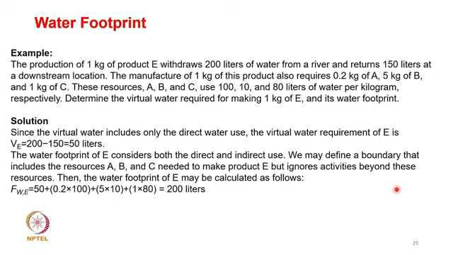So, how do we compute a water footprint? Let us look at an example. The production of 1 kilogram of product E withdraws 200 liters of water from a river and returns 150 liters at a downstream location. The manufacture of 1 kilogram of the product also requires 0.2 kilogram of A, 5 kilogram of B and 1 kilogram of C. These resources A, B, C use 10, 100, 10 and 80 liters of water per kilogram respectively. Determine the virtual water that is required for making 1 kilogram of E and its water footprint.